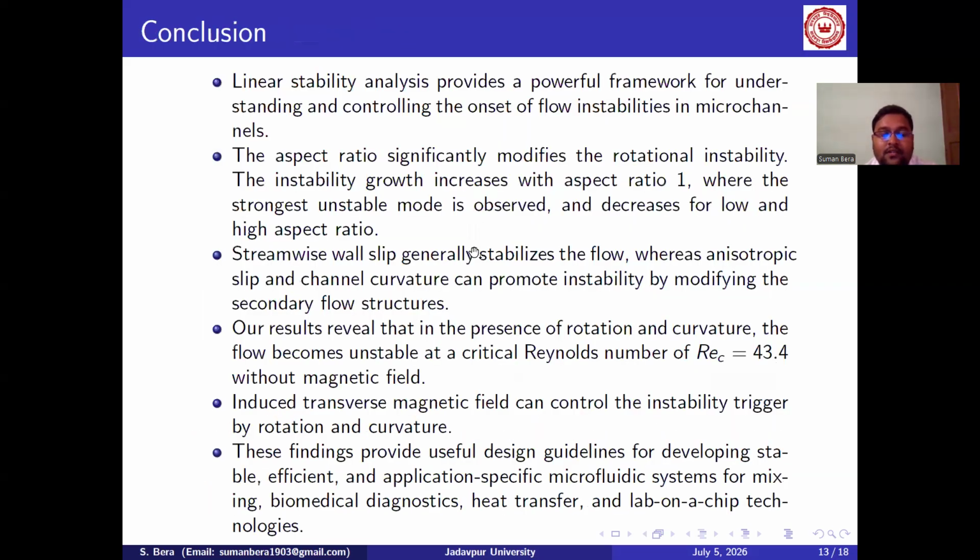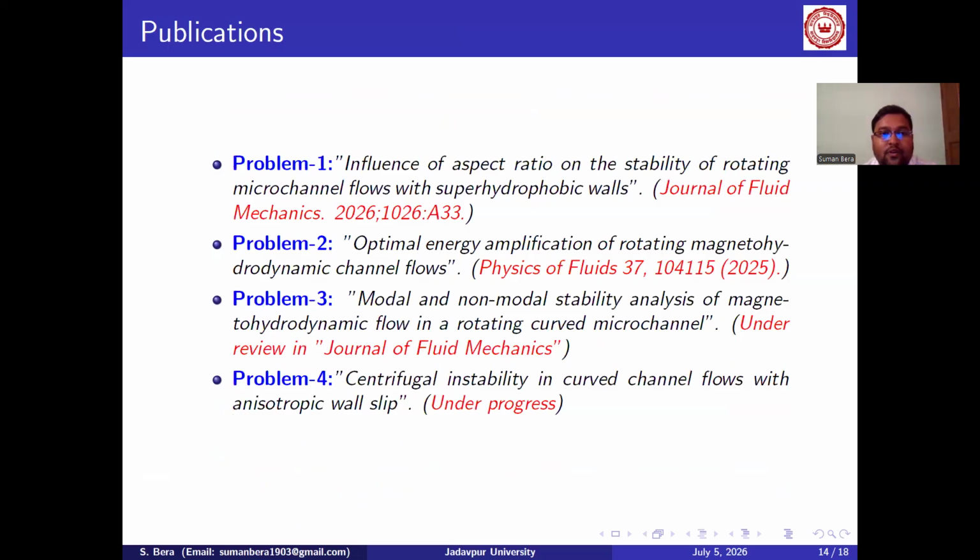These are some conclusions. The aspect ratio has a significant effect on the rotational instability. Curvature and rotation have a destabilizing effect, whereas slip length and Hartmann number have a stabilizing effect on the flow instability. These are the four problems we saw.